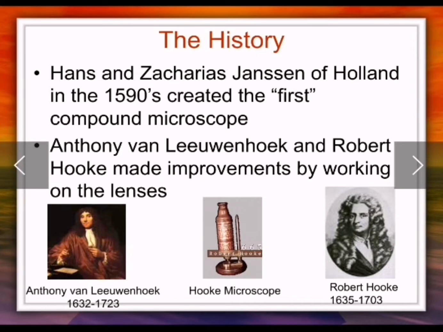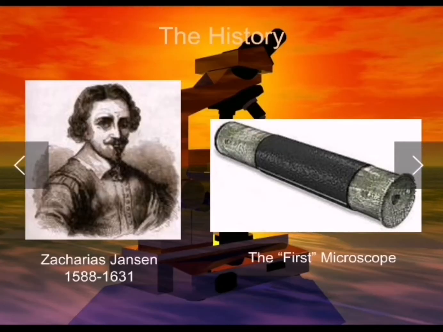See under this photo a view of Antony van Leeuwenhoek, who lived from 1632 to 1723. Robert Hooke also worked on the microscope, and he lived between 1635 and 1703. The history of the microscope. Here is a photo of Zacharias Janssen's first microscope. Zacharias Janssen lived between 1588 and 1631.